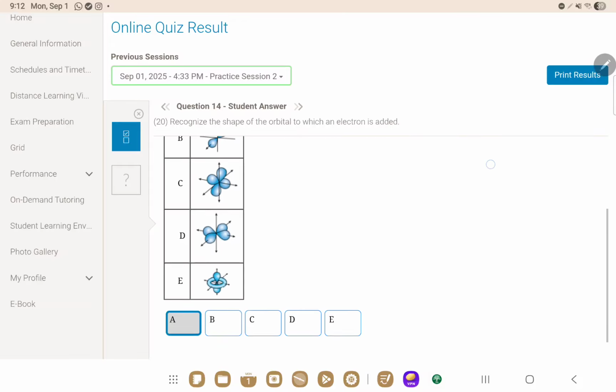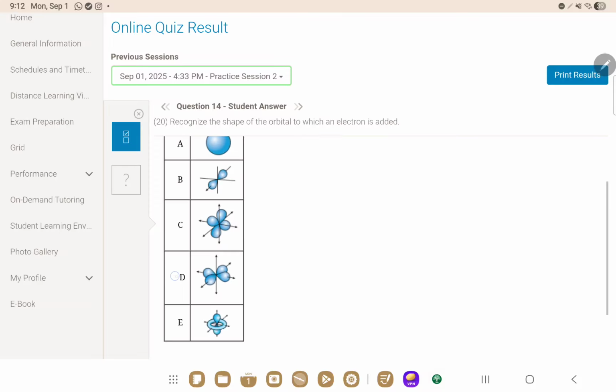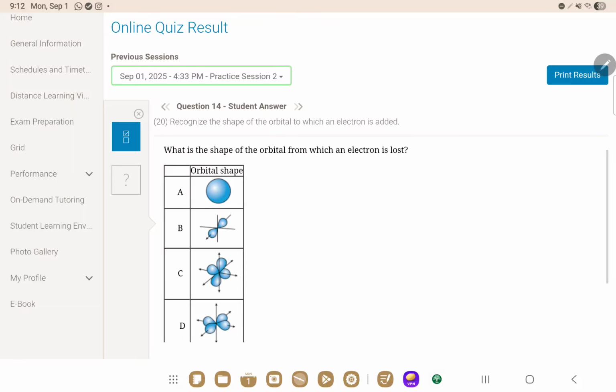So whenever they say where an electron is lost, it's usually the s orbital. This is the 3D complex shape, by the way, option E. C and D are both the d orbital, and B is an example of the p orbital.